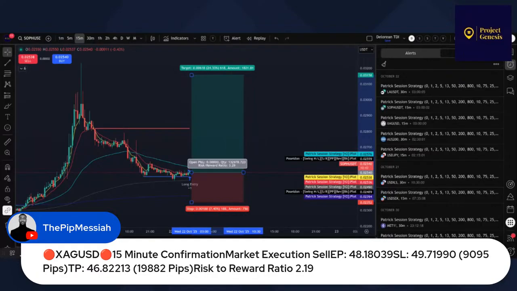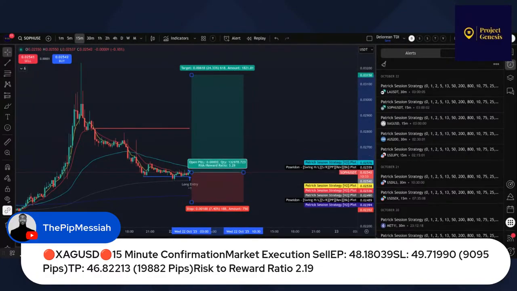3.29 risk to reward ratio. Entry price at 24.40. Stop loss is at 23.52. It's 488 pips. Take profits at 31.58. That's for 618 pips.